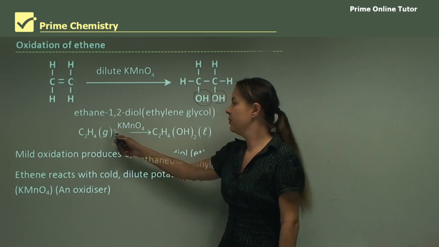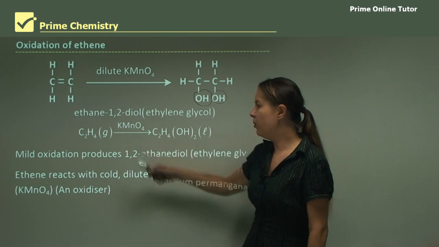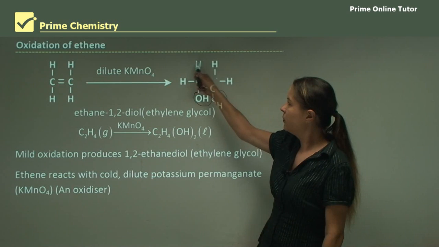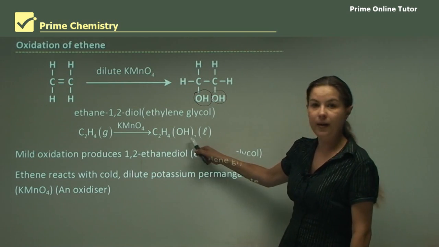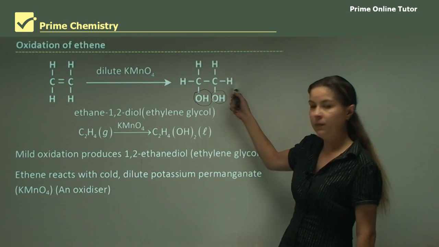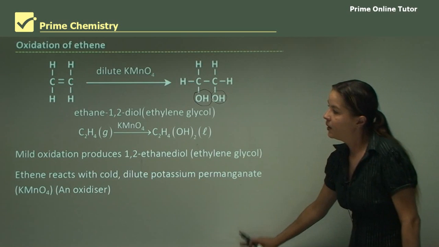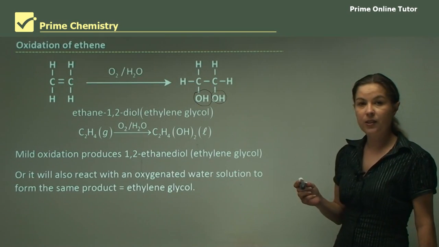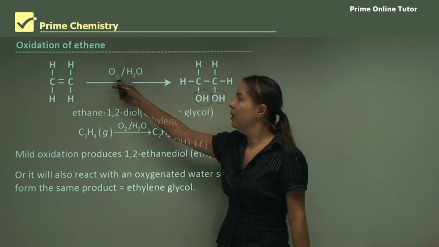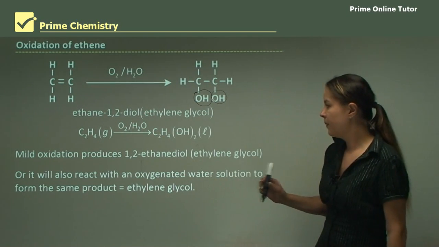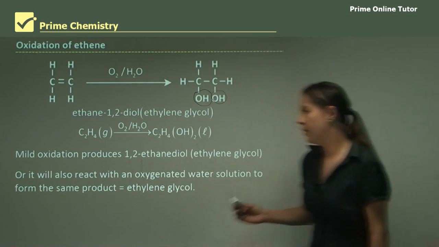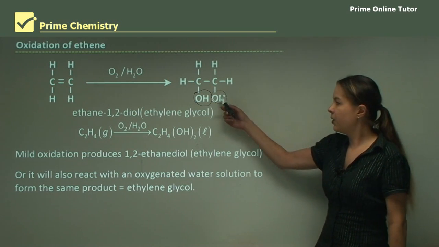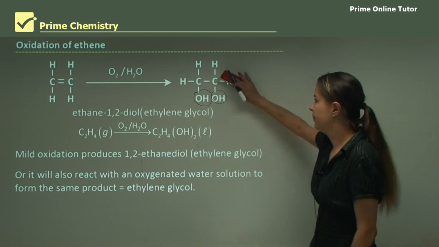C2H4 gas with KMnO4 goes to C2H4(OH)2. And this is a liquid, ethylene glycol. And another way to make ethylene glycol is with different reaction conditions. In this case, oxygen and water. And you get exactly the same products. Ethylene glycol I'll discuss in a moment, just for you to know that it's an antifreeze.